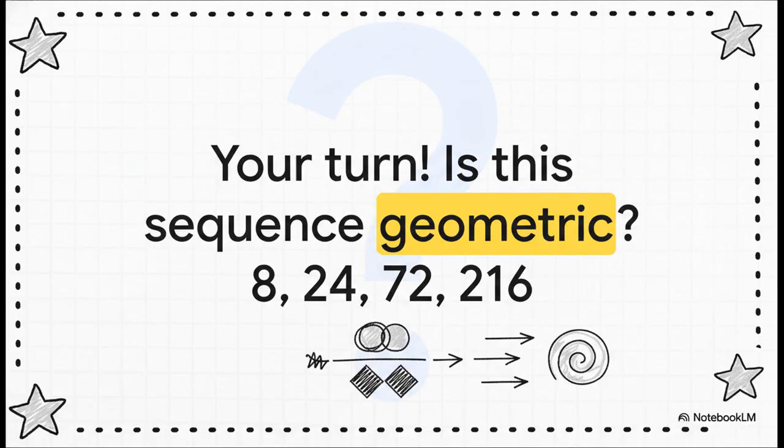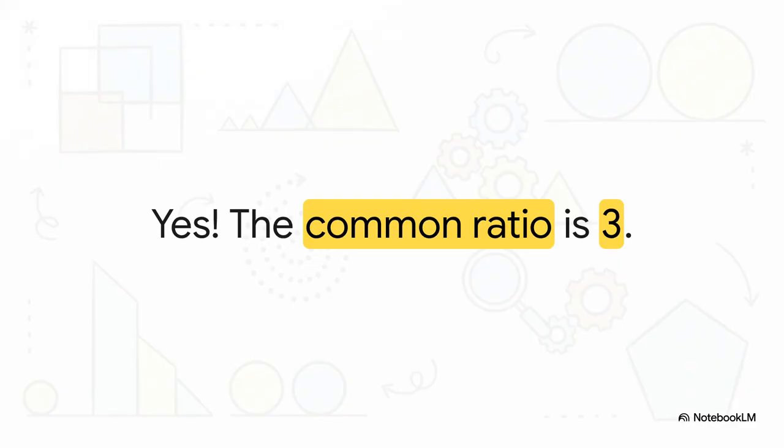All right, time for you to try one. Take a look at this sequence. 8, 24, 72, 216. So, what do you think? Is it geometric? Go ahead, do the division test real quick. And the answer is yes, it totally is. 24 divided by 8 is 3, and 72 divided by 24, also 3. The common ratio is 3, all the way down. So, yep, it's a geometric sequence. Nice work if you got that one.